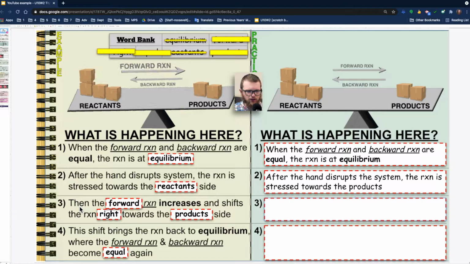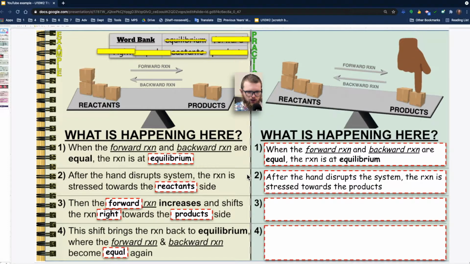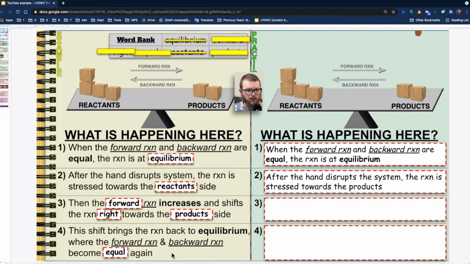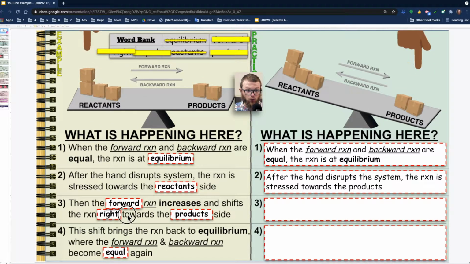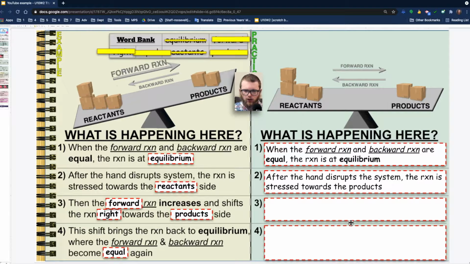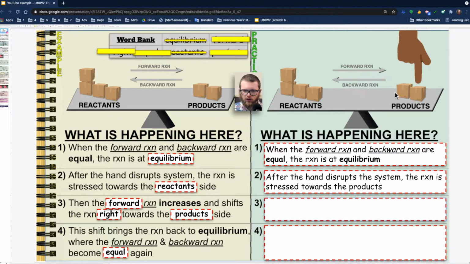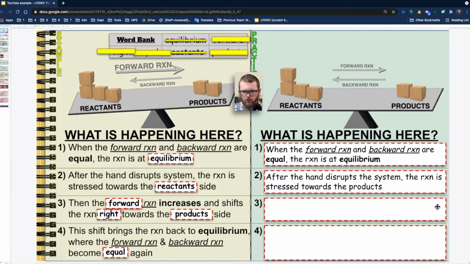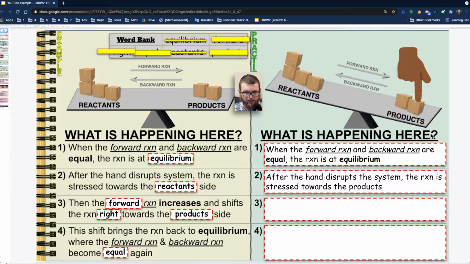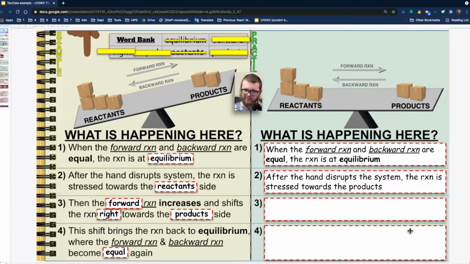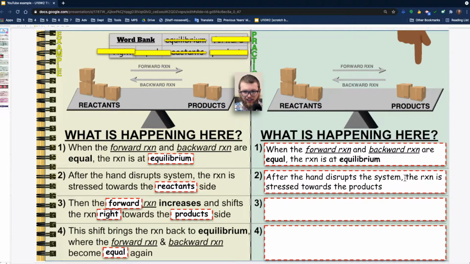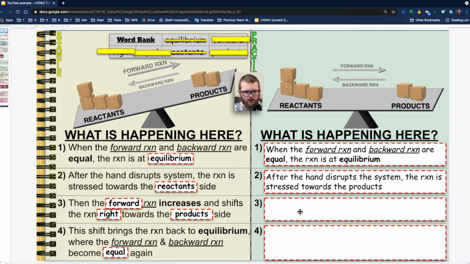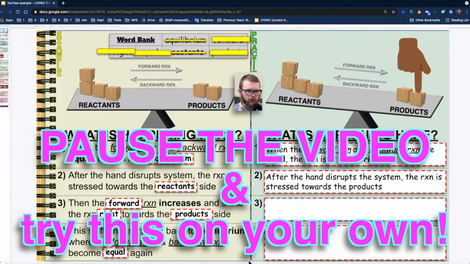In our example, it says, after the hand disrupts the system, the reaction is stressed towards the reactant side. Then the forward reaction increases and shifts the reaction right towards the product side. Well, what happens over here on the practice one? Is the forward reaction increasing? No. Is it increasing towards the product side? Is it increasing towards the right or the left? Look at the picture, look at how this sentence was written, and answer this one on your own.